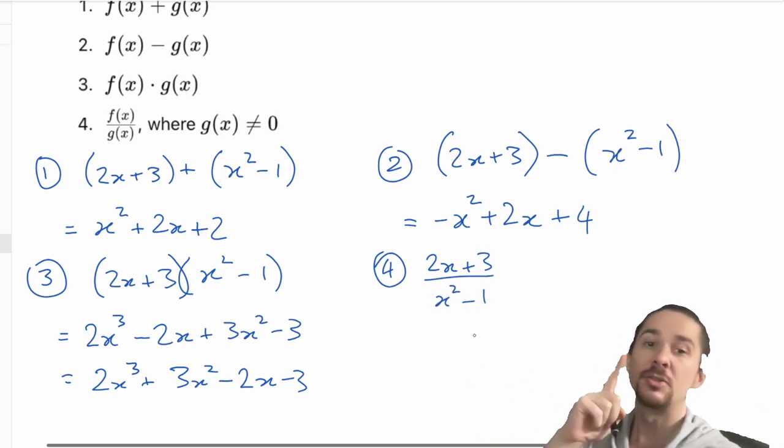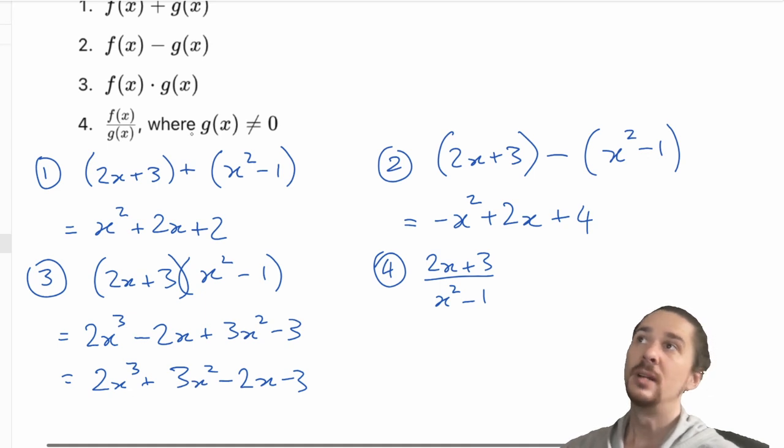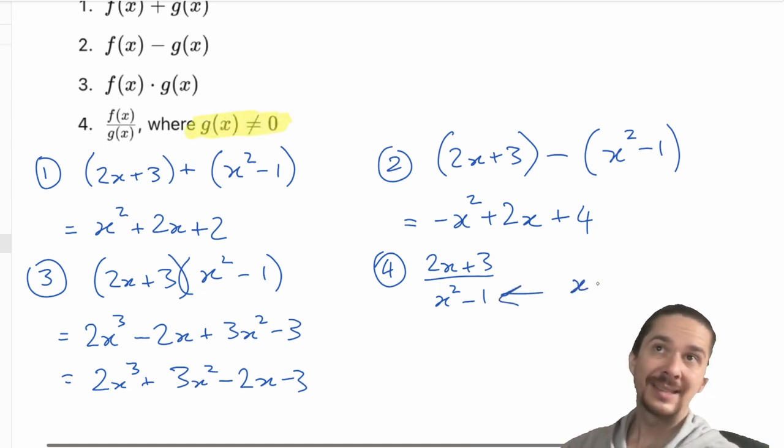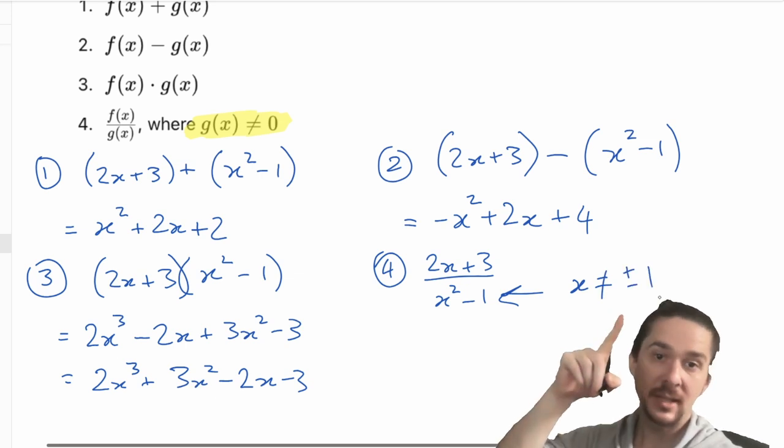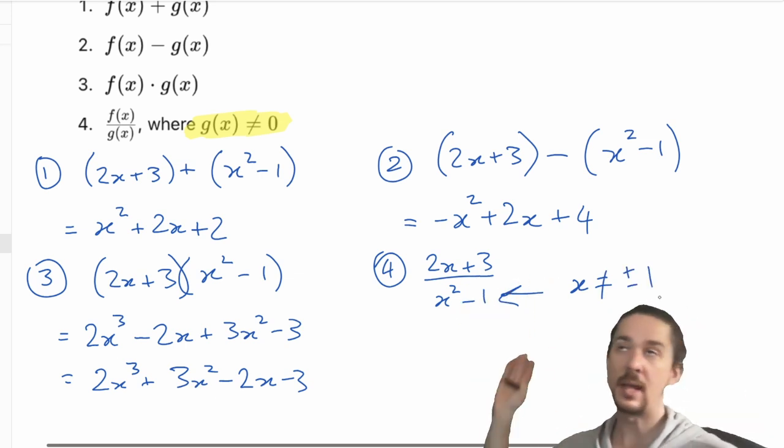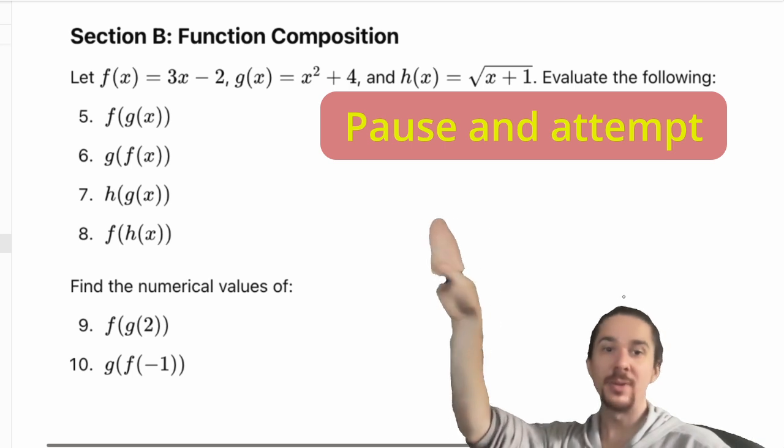We're done already. There's one caveat that they add, which is a really important one, which is g of x cannot be equal to 0. So, thinking of domain and range, we can see here that x cannot equal plus or minus 1, because if it did, x squared minus 1 would be 0, this would explode and destroy the universe. Okay. Now we get to the fun ones.